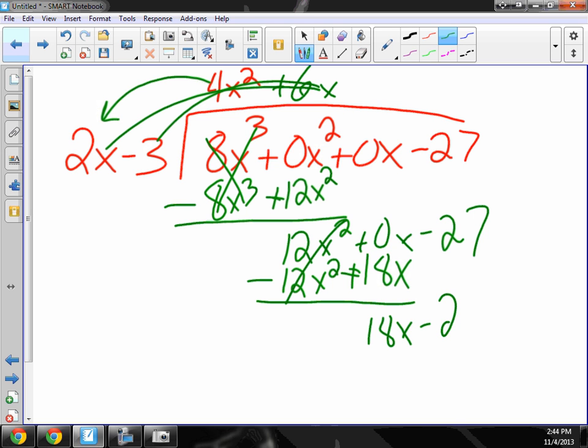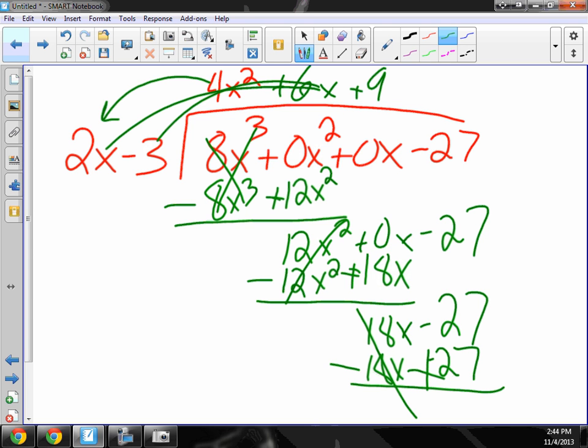18x minus 27. How many times does 2x go into 18x? 9 times. So 2x times 9 is 18x. Negative 3 times 9 is negative 27. Change the signs, and I get remainder 0. So that one actually worked.